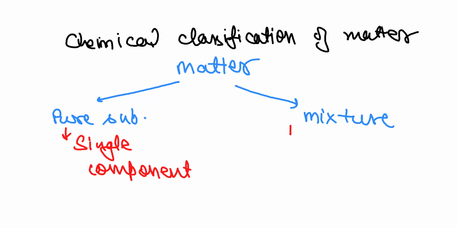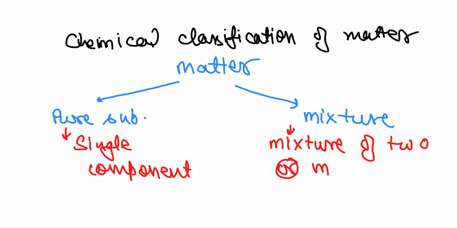And when you mix these, that is a mixture: mixing of two or more components. If you add water to salt, it becomes a mixture. If you add sugar to water, it becomes a mixture. Is it clear? Yes, sir. Simply, a single component is a pure substance, and when you mix more than one component in any ratio, it becomes a mixture. Clear?